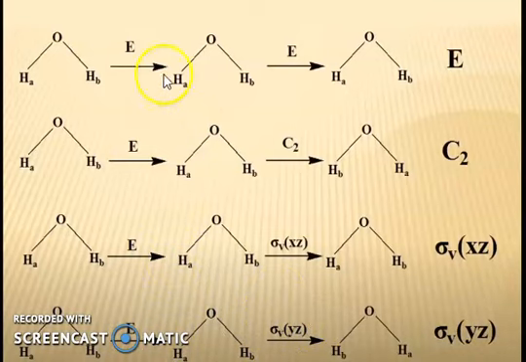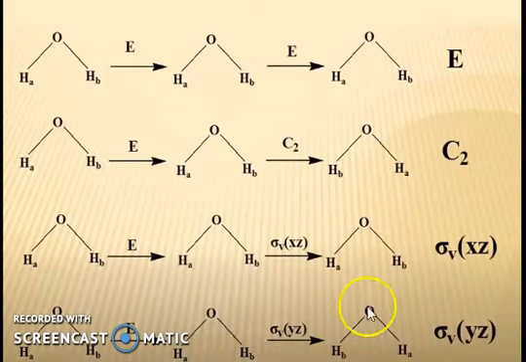So we can say that E into E is equal to E, E into C2 is equal to C2, E into sigma V xz is equal to sigma V xz, and E into sigma V yz is equal to sigma V yz. Generally we can say that any symmetry element into E gives the same symmetry element as the result. So we can fill the first column or first row as E, C2, sigma V xz and sigma V yz.